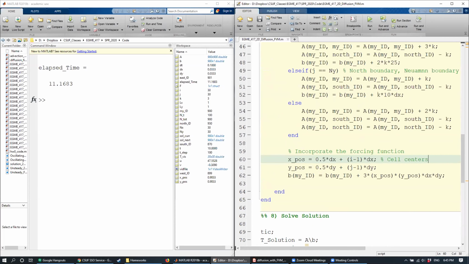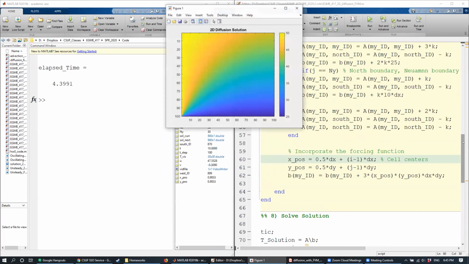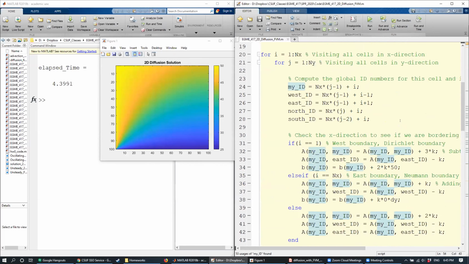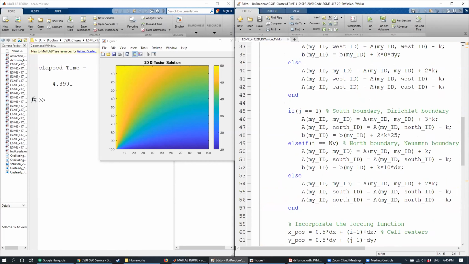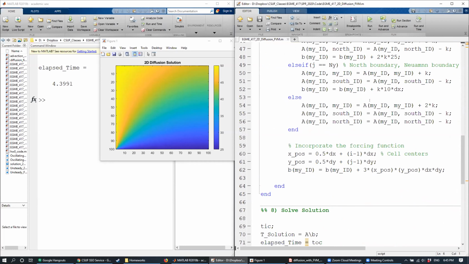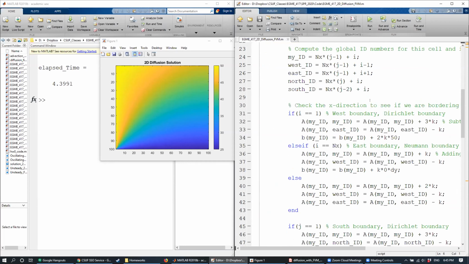So the rest of the code is basically pretty standard. We solve the system, and then we plot it. If we run the code, we get our solution that looks like this. I ran this with 100 by 100, so this is fairly big, but you can tone this down as much as you want. I know that was really fast, but you can use this code as a template for doing the homework.